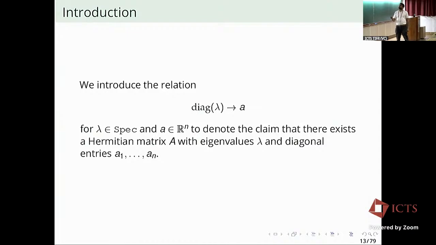So we introduced the relation diag lambda arrow A, for lambda belonging to the spectrum and A belonging to R^n, to denote the claim that there exists a Hermitian matrix A with eigenvalues lambda and diagonal entries A1 to An. Okay, so this is another relation. It has a counterpart in representation theory, namely, it's saying if you have a Young tableau with shape lambda, is it possible to put a content of A inside it? So this is true if and only if the corresponding Kostka number is non-zero in the representation theoretic context.